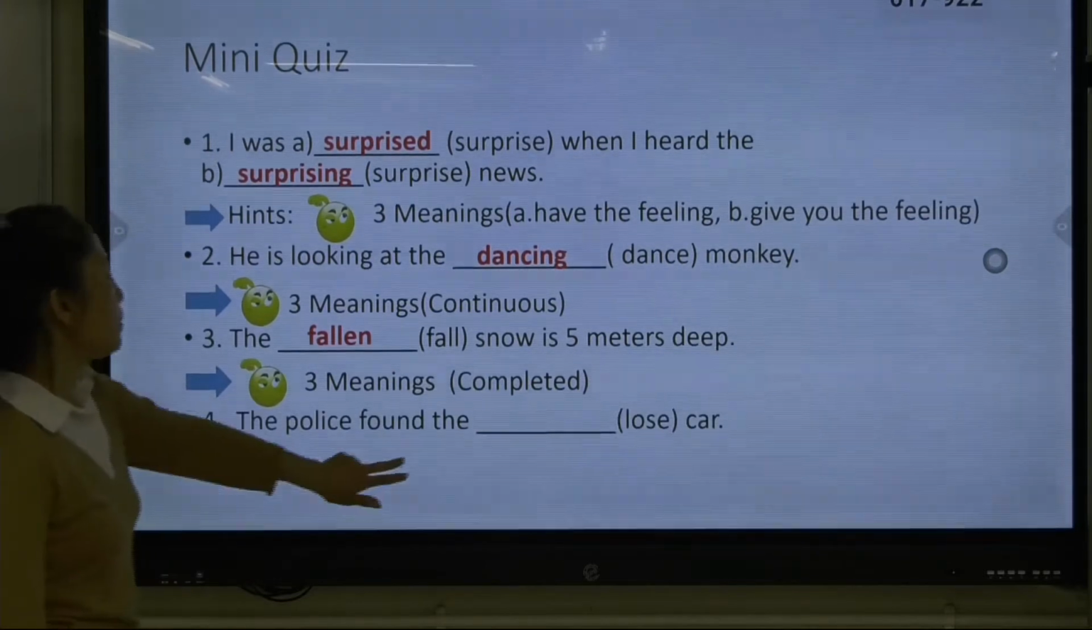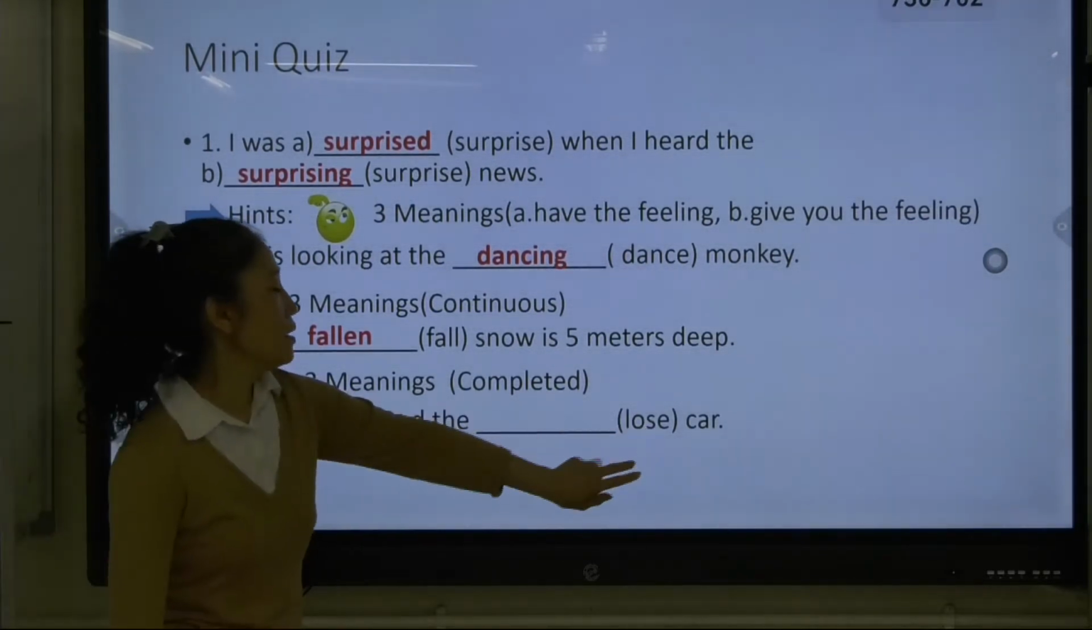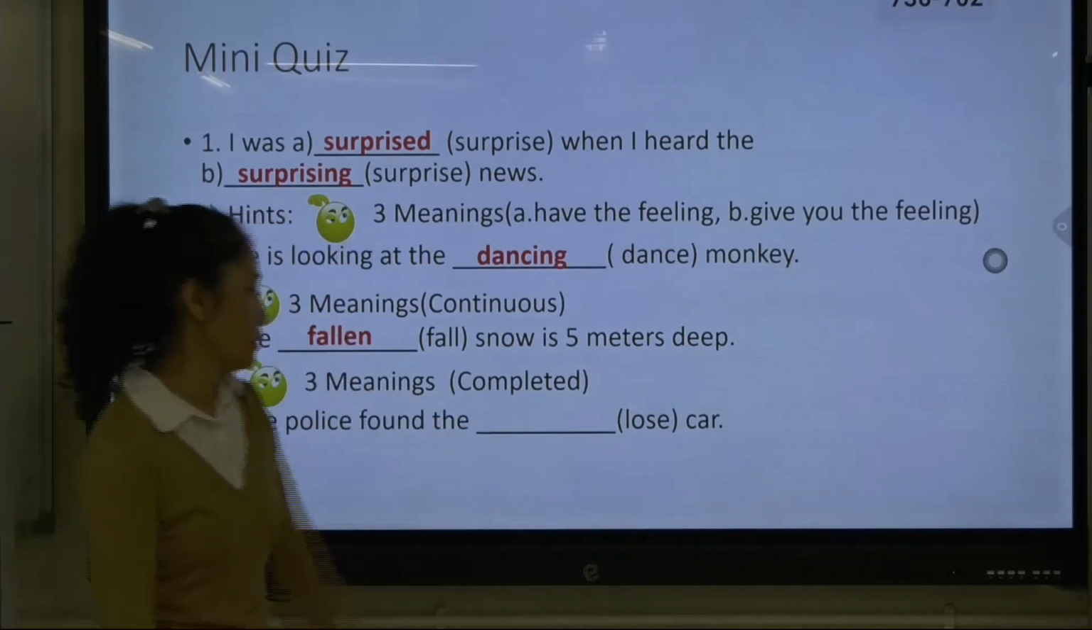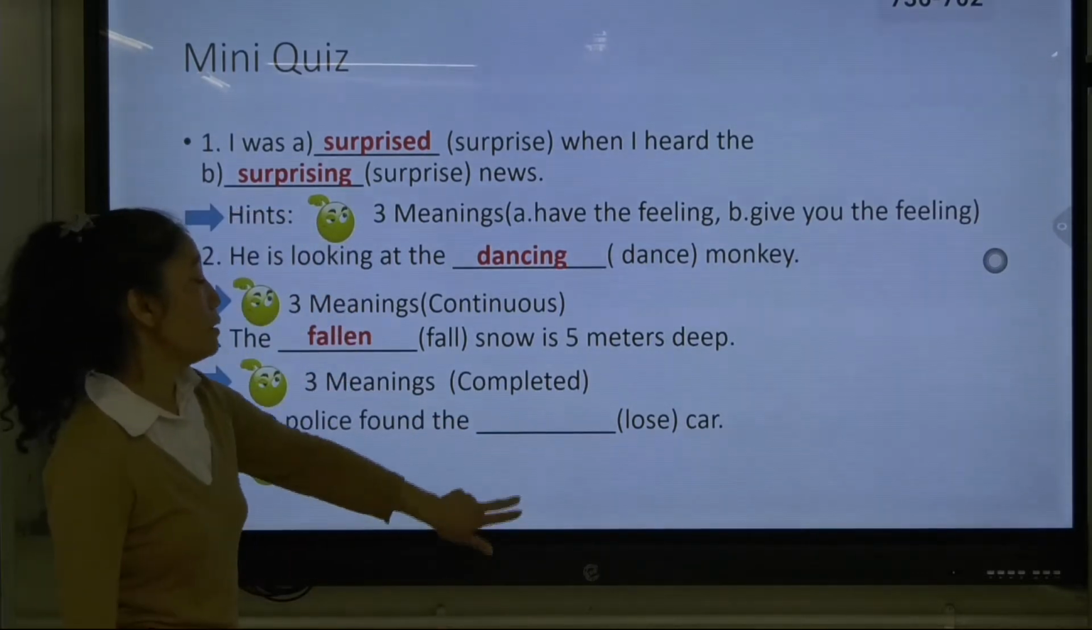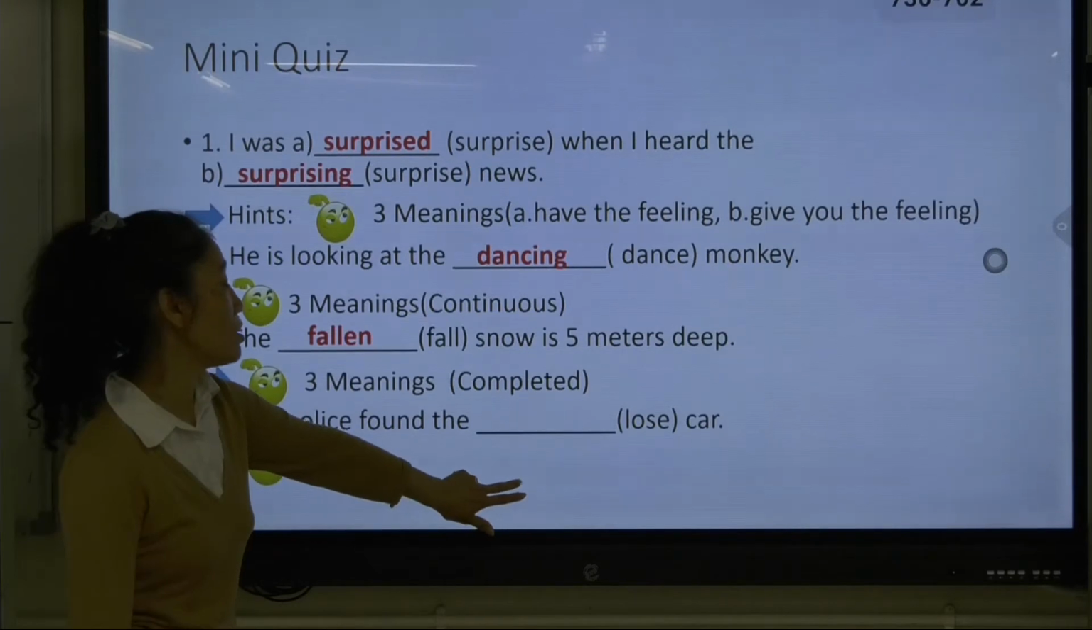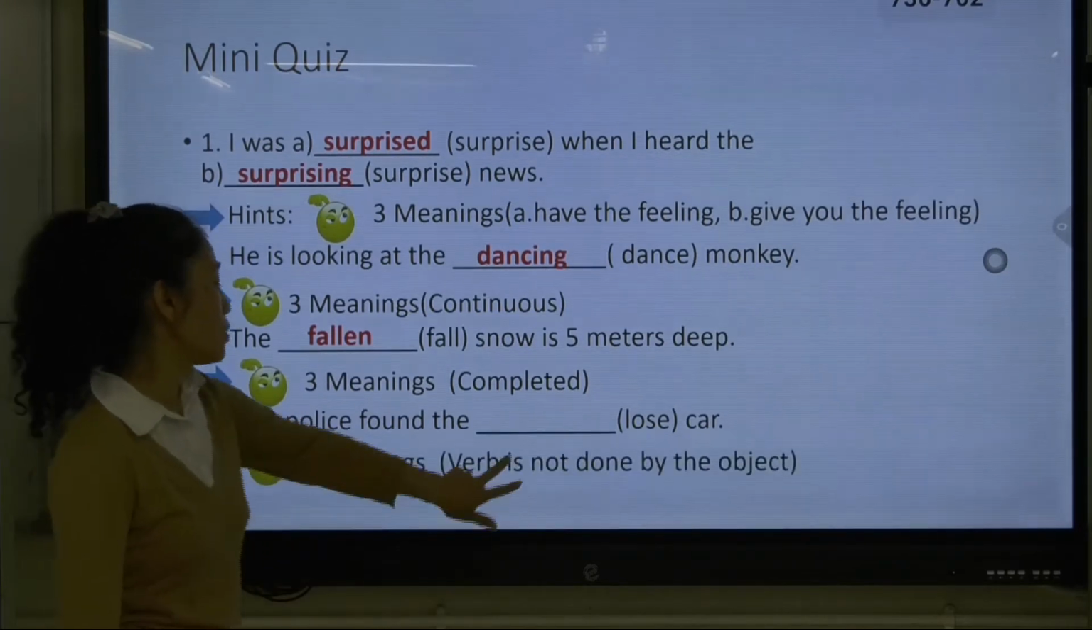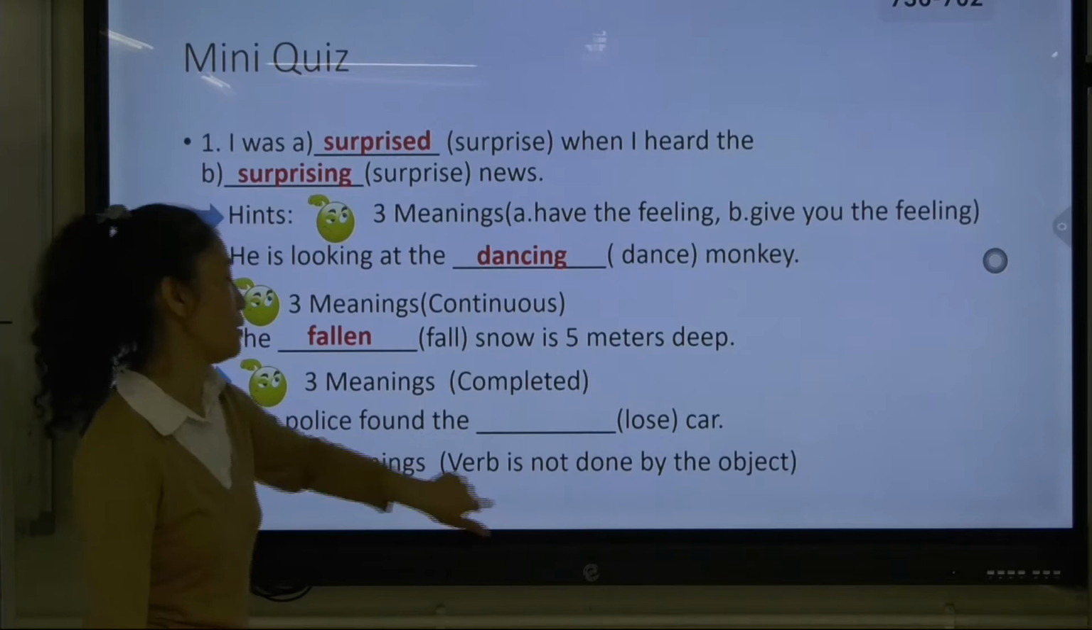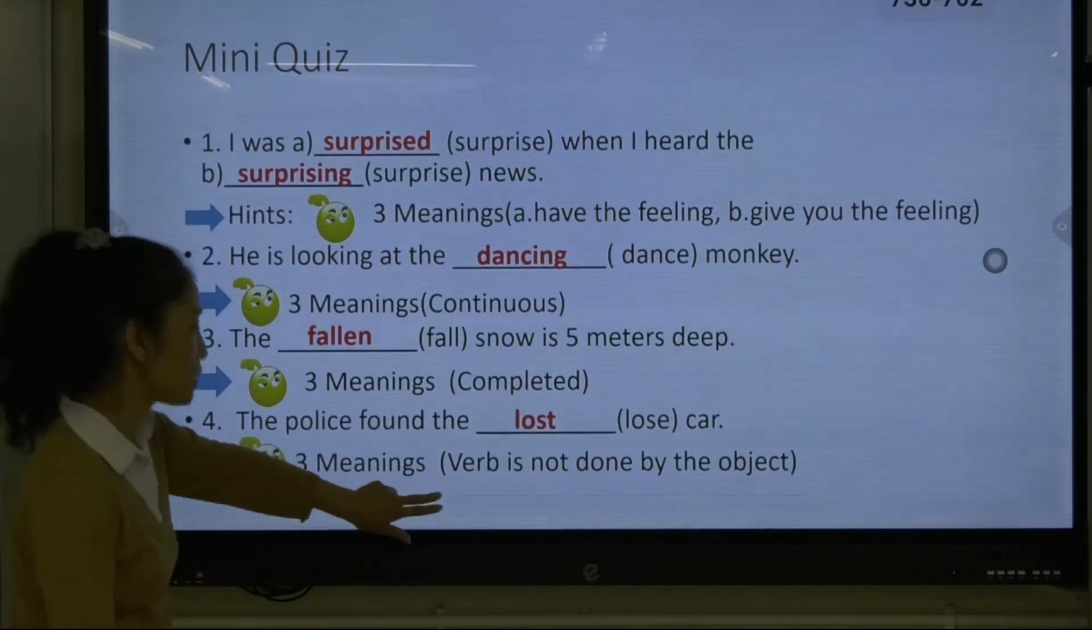The last one, police found the car. So think about object, the car. Okay, does the object do the action? No, okay? So verb is not done by the object. So that's why the answer is past participle.